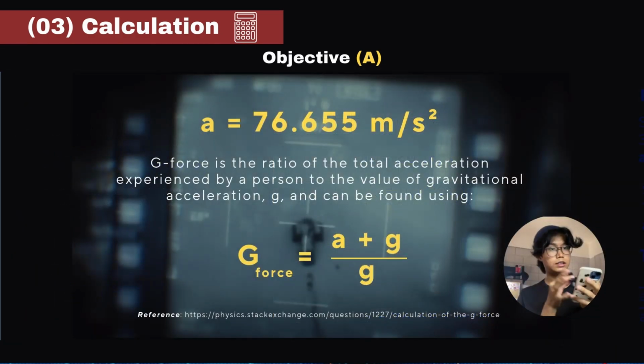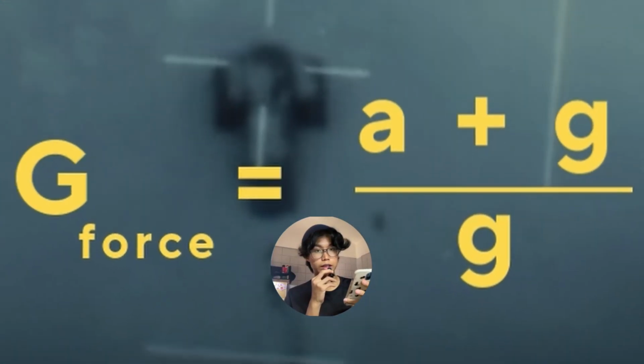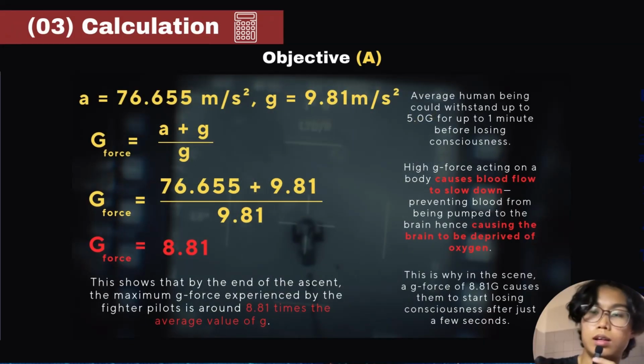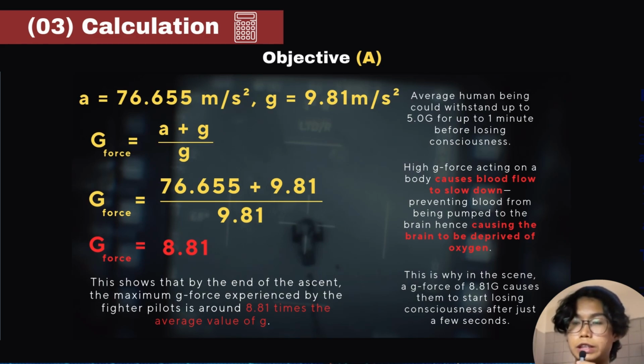By definition, G-force is the ratio of the total acceleration experienced by a person to the value of gravitational acceleration g, and can be found using the formula G-force equals (a plus g) over g. Hence, we are going to substitute the value of a, which is 76.655 meters per second squared, into the equation, and we will obtain the value of G-force equal to 8.81 G. This suggests that Maverick would have experienced 8.81 times the average value of g.